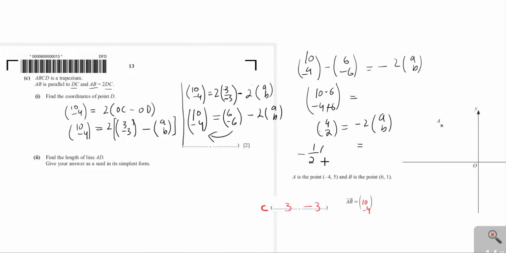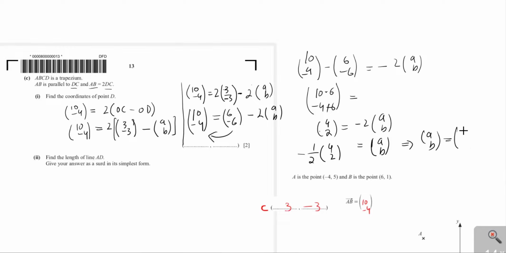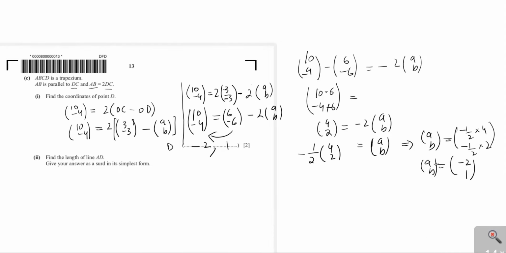Therefore we get minus 1 over 2 into (4, 2), and this is minus 2 over 2 is 1, and we write (a, b) will be equal to (4 multiplied by minus 1 over 2, and minus 1 over 2 multiplied by 2), and (a, b) equal to (-2, -1), and this is the coordinate of D. This is the answer.